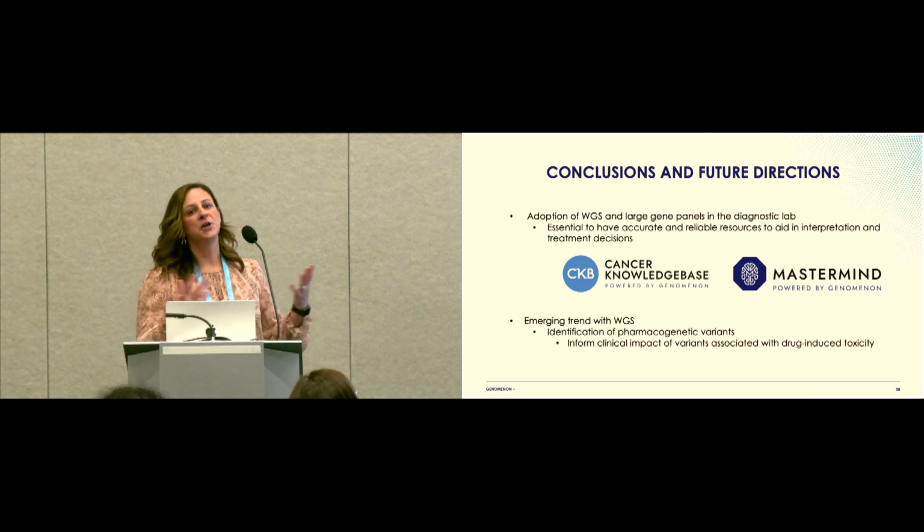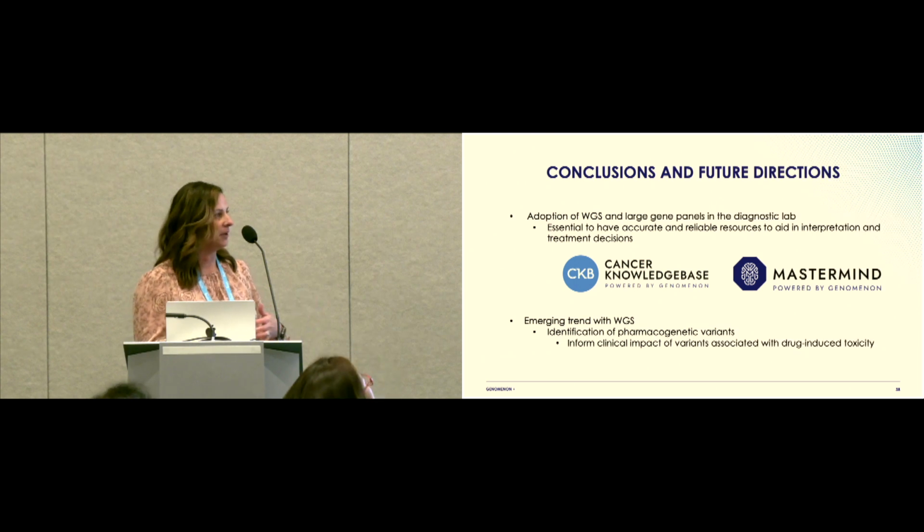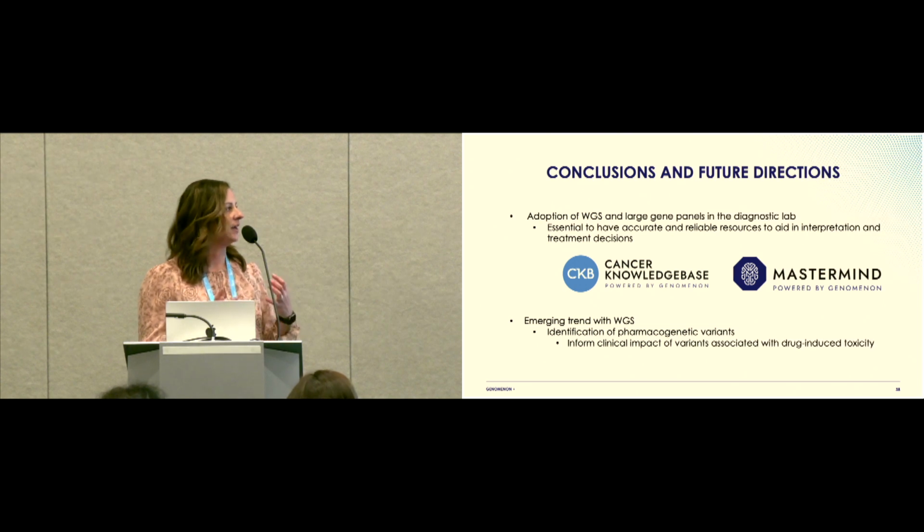All right, so just to wrap up, especially focusing on those learning objectives that Mark mentioned in the beginning, we know that labs have been clearly adopting whole genome sequencing and large gene panels, and there's huge benefits to that. But there's also limitations as well. You have a significant amount of data. So in that case, it's really essential to make sure you have accurate and reliable resources to aid in the interpretation as well as treatment decisions. And that's where CKB and Mastermind can come into play.